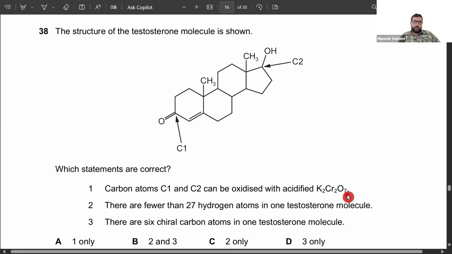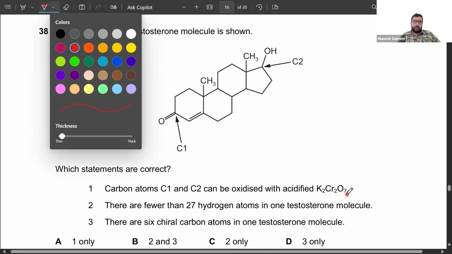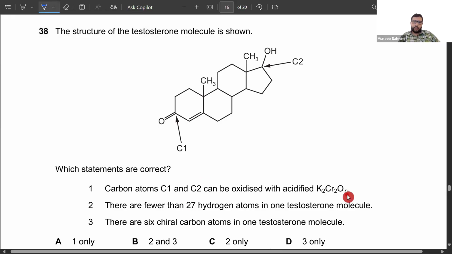So basically, if we look at carbon 1, it indicates a ketone. The ketone cannot be reacted with K2Cr2O7. There is no reaction. I would say the reaction between ketone and K2Cr2O7 has no reaction. So statement 1 becomes wrong with respect to C1.